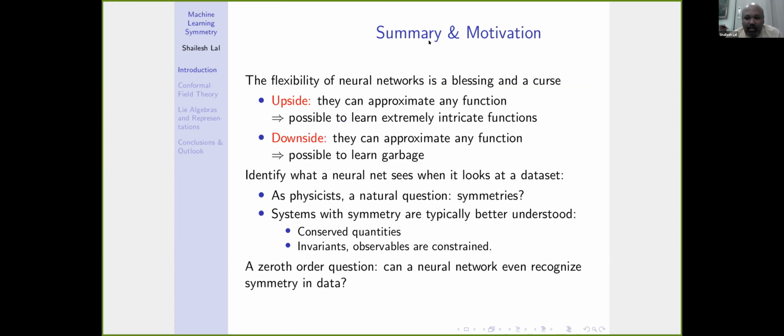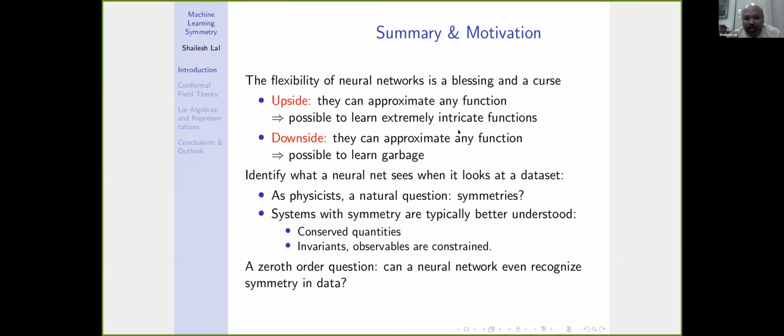So here's the summary of all that I said. This is essentially to motivate why we are doing these kinds of problems. Basically the idea is that neural networks are extremely flexible because they have a large number of parameters, and they have a nonlinearity that is built into them. Essentially they are universal function approximators. There's actually a theorem which says that if you have a neural network which is wide, which has enough number of neurons, you could basically approximate any function that you want. So this is the upside, that they can approximate any function, but this is also the downside, that they can approximate any function.